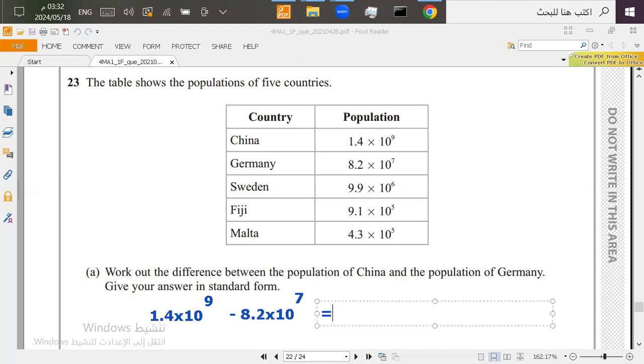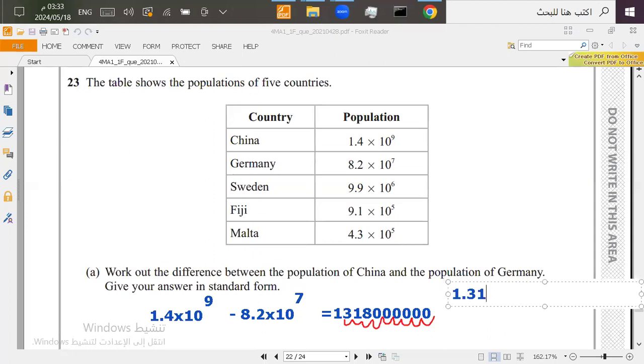Now, the answer that I got is 1,318 with 6 zeros. Now, I'm going to turn the answer into standard by moving the decimal point. I know that the decimal point is here, so I'm going to move it 1, 2, 3, 4, 5, 6, 7, 8, 9. So I moved it 9 times. It means the power will be 9. So the answer will be 1.318 times 10 with a power of 9.